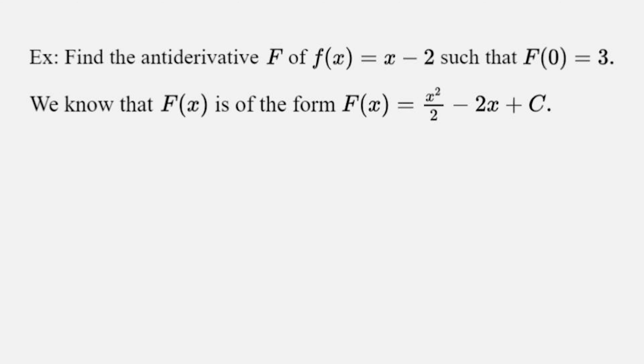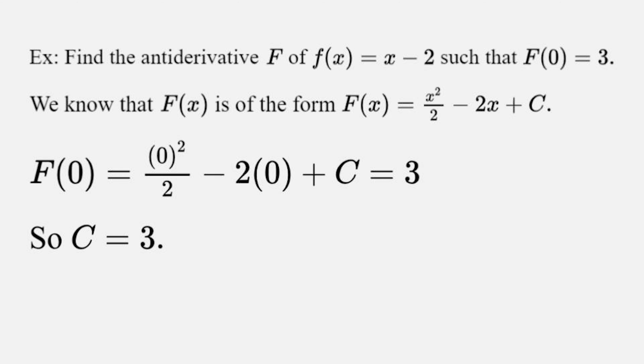But we don't just want the family of antiderivatives, we want a specific antiderivative. And this is where that condition that the antiderivative evaluated at 0 is equal to 3 comes in handy. Because even though I don't know what c is, I can still plug in 0 to this antiderivative, and I know what I get out should be equal to 3, because I'm given that initial condition. And so I know that 0 squared divided by 2 minus 2 times 0 plus c is equal to 3. And if I simplify all of that, I'll get that c is equal to 3.